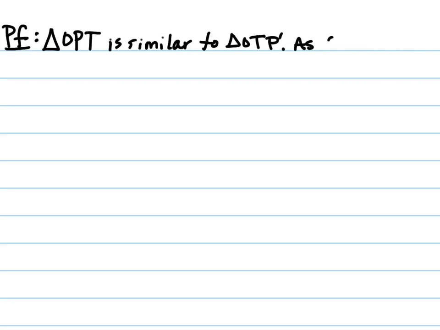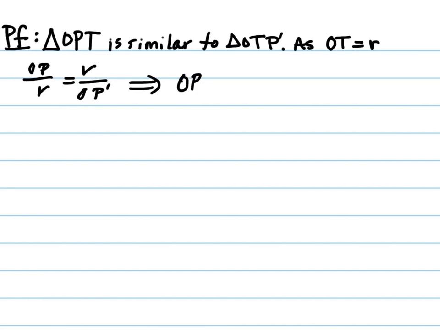And OT is equal to the radius R. So we can actually set up a ratio. That's what similar triangles give us, is they give us ratios. So OP is to R as R is to OP prime. It's a side over hypotenuse. Each of the sides of the triangles that are in similarity compared to the radius, the hypotenuse. And if we cross multiply, we get that OP times OP prime is actually equal to the radius squared, which was our definition for what we're working with.